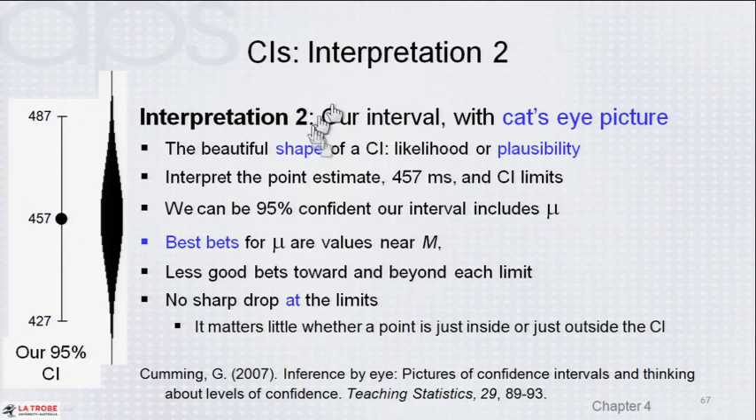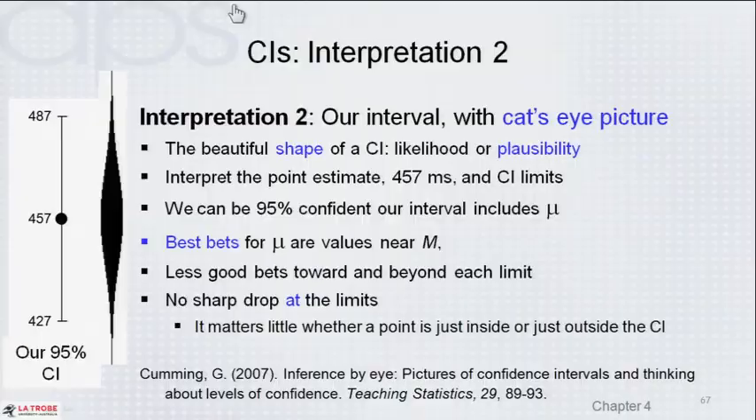The second way is to interpret our interval. Interpret the middle, the two ends, the limits. We say values inside the interval are the most plausible for the true value. We think of the cat's eye picture in our mind's eye on this confidence interval. The best bets are near the middle.